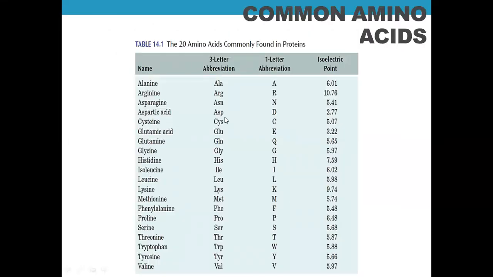So each amino acid has an isoelectric point. What is that isoelectric point? It is the point at which the amino acid in its structure in solution is neutral.